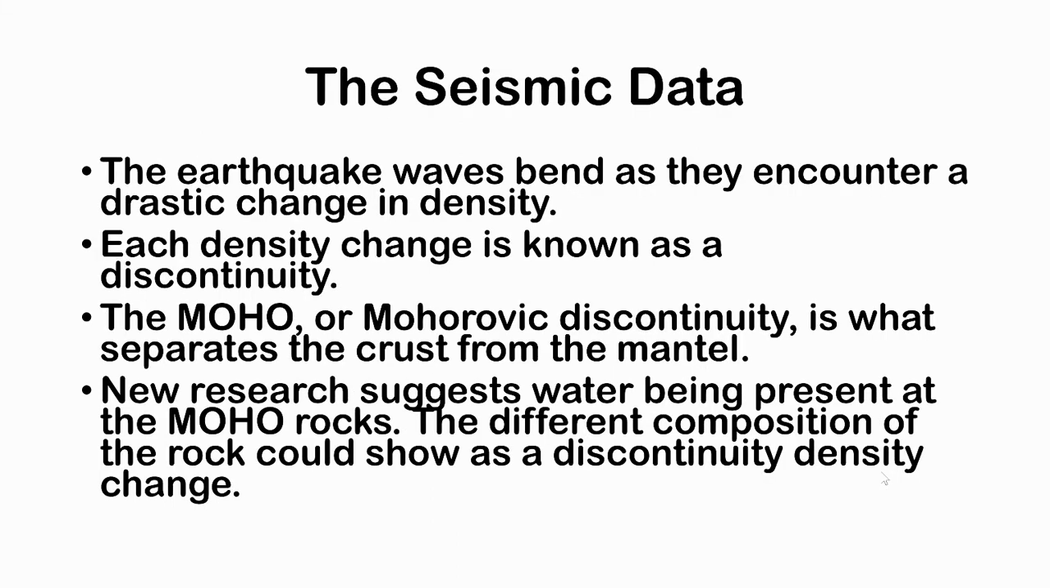Earthquake waves bend as they encounter a drastic change in density, just like I said, and each density change is known as a discontinuity from our vocabulary. Now, one of the famous ones is called the Mohorovicic discontinuity. It's what separates the crust from the mantle. That'd be that first major change. And new research suggests that water being present in the Moho rocks, the different composition of the rock, could show up as a discontinuity, a density change. Okay, and some new information.